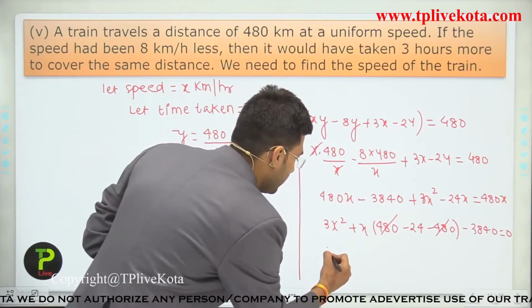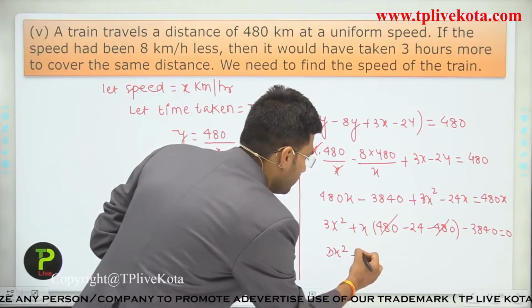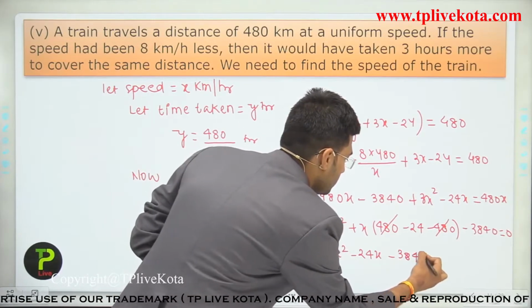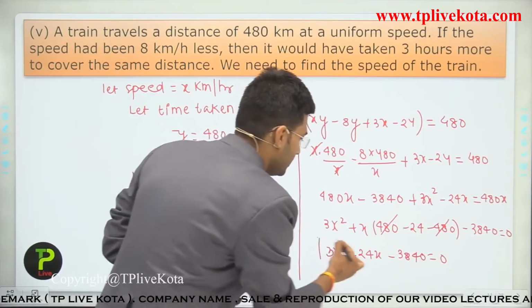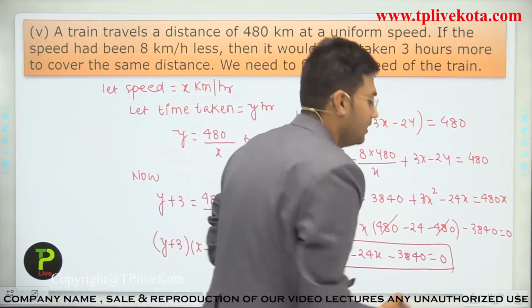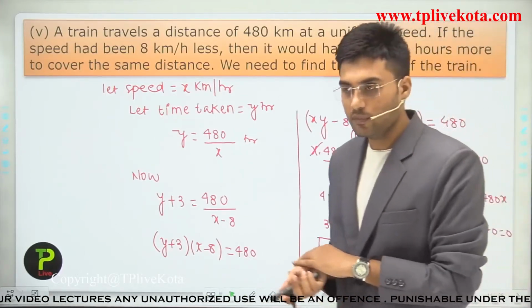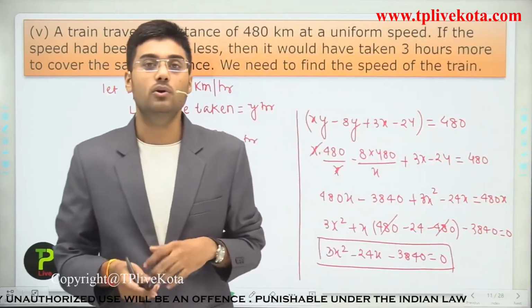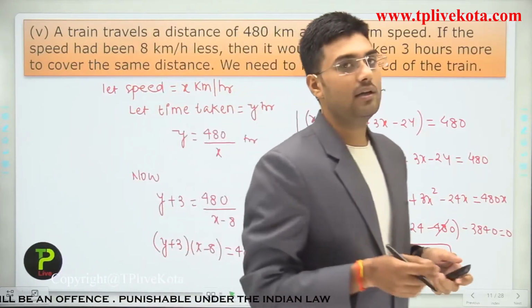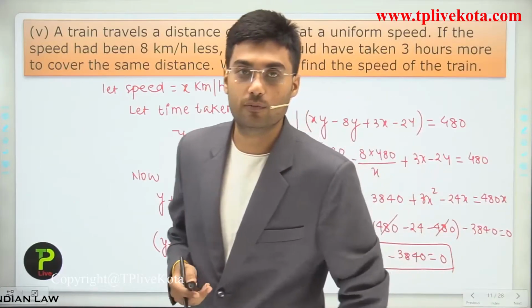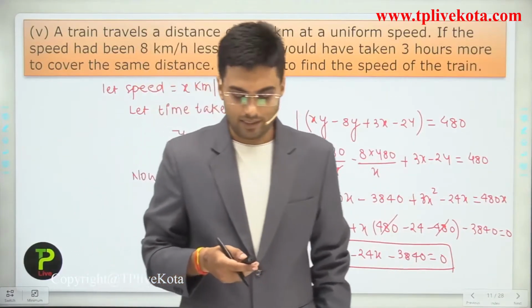So what will we have here? 3x square minus 24x minus 3840 equal to 0. So this is the mathematical equation of the given information. Clear? So students, I hope now you can form a quadratic equation, or we can say mathematical equation, from the given information. So after this, let's move to the next.